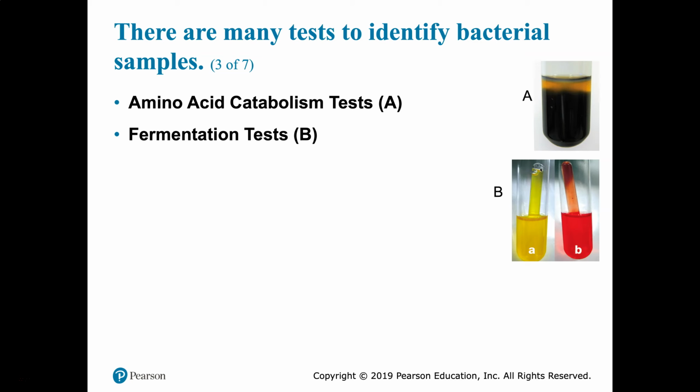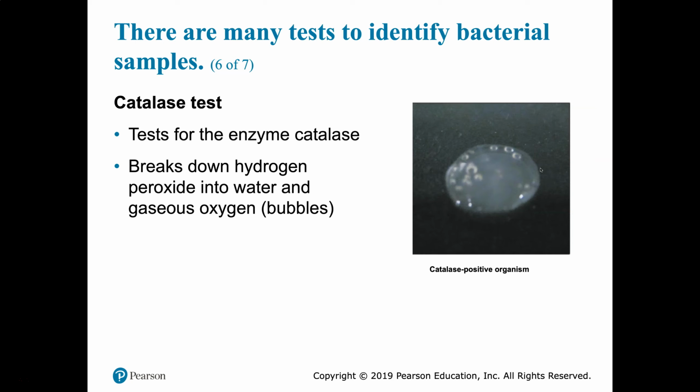So, point being, we can use fermentation tests, we can use amino acid catabolism tests, we could use staining, we can use just microscopy, we can use a lot of different techniques to try and identify bacteria. The problem is some bacteria have really similar characteristics. So the more specific we can get with tests, the closer and quicker we can get to an identification. And another test we can use is the catalase test.